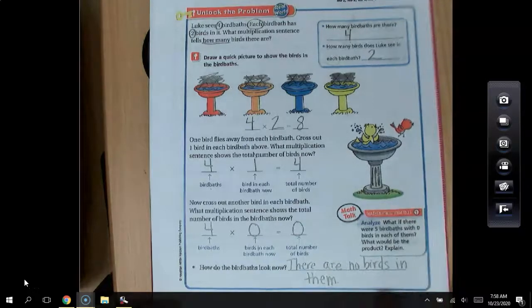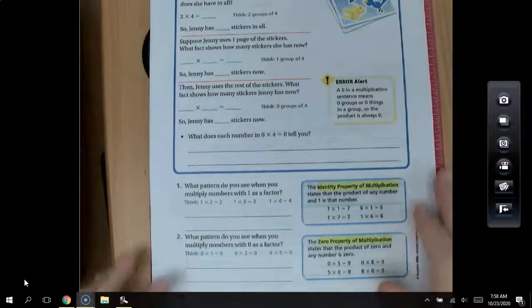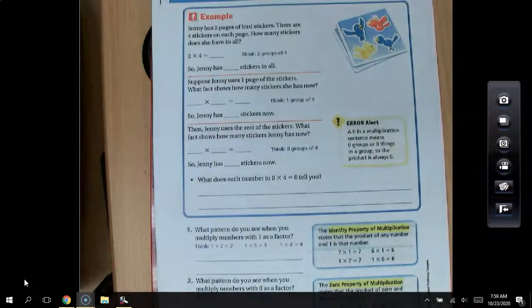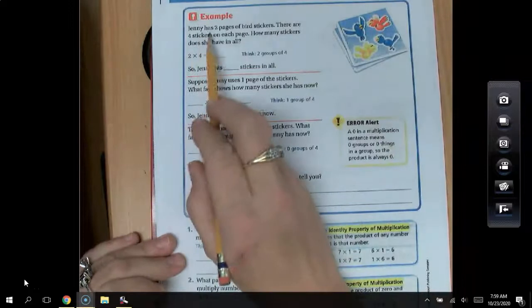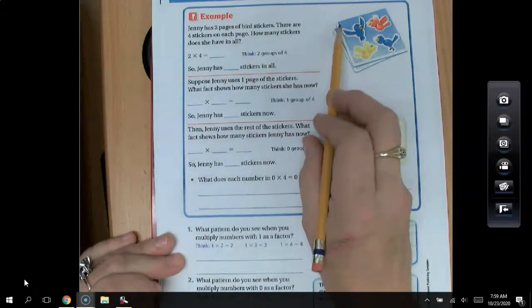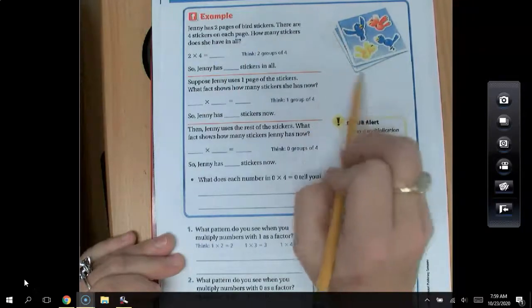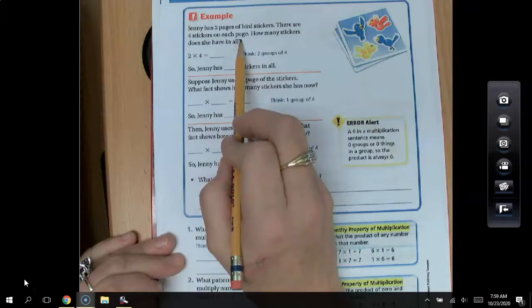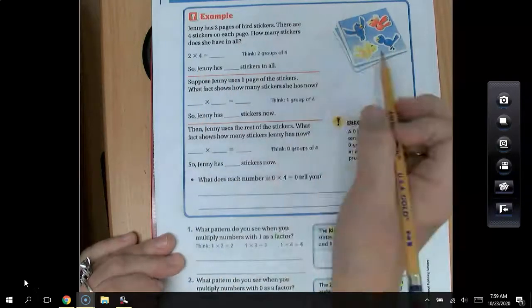Go ahead and turn to page 178. We're going to do this example at the top, and then we're going to learn some new vocabulary words. It says Jenny has 2 pages of bird stickers. Here's her 2 pages, 1 page, and then the second page is underneath that other one. There are 4 stickers on each page. How many stickers does she have in all?